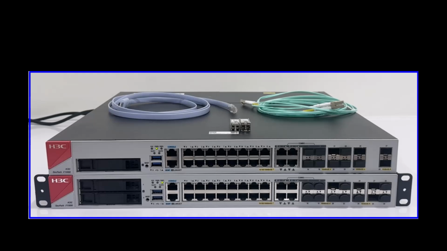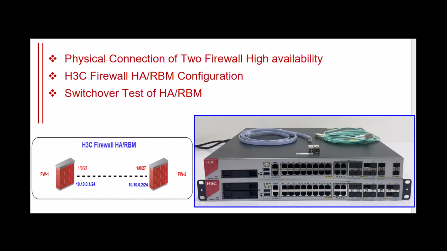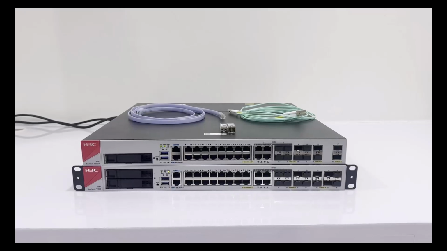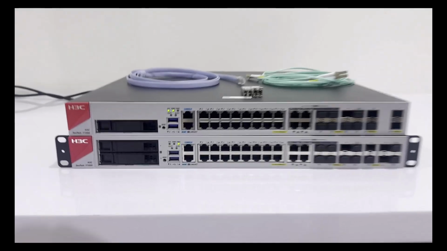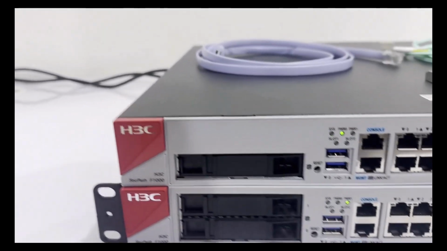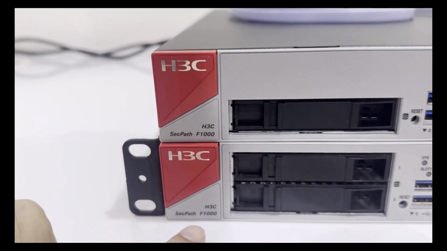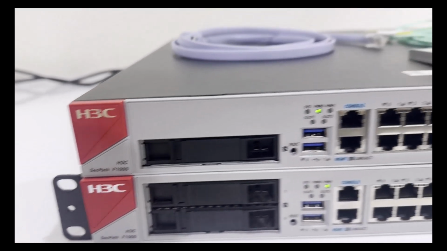In the last video we discussed the basic configuration of the H3C firewall. Today's topic is the high availability configuration of two firewalls. You can see this topology here, and I will implement it. I have two firewalls of the SecPath F1000 series. This is the first firewall, and this is the second firewall.